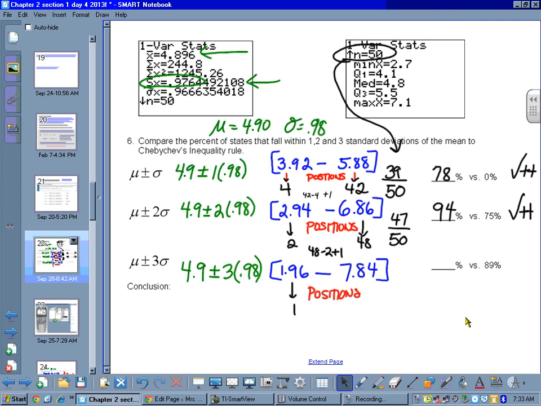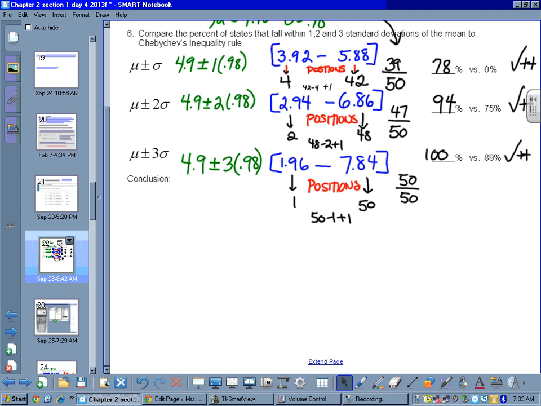That's position 50. And now you can understand why we have to do the add one. If we take 50 minus 1, that's 49 positions, but we know we have all of our data. So that's 50 out of 50 data points within 3 standard deviations of our mean. That's 100% of our data. Again, we have overachieved and super exceeded Chebychev's inequality rule.